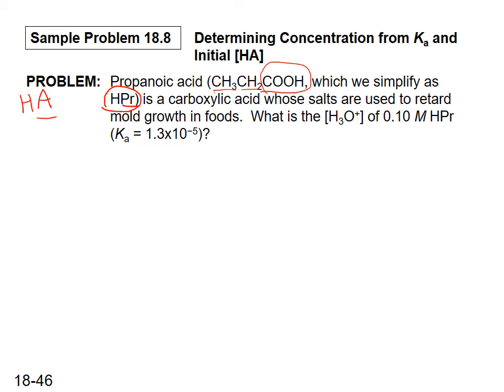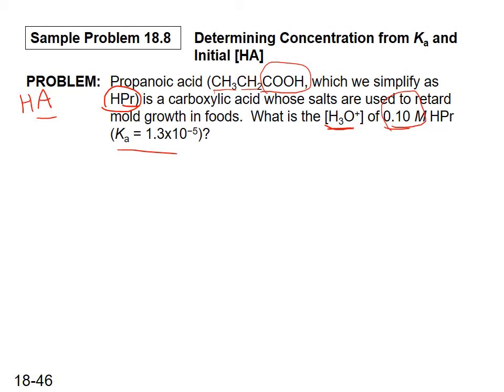The question is, what is the hydronium concentration of 0.12 molarity propanoic acid with Ka equal to 1.3 times 10 to the minus 5? Okay, so compared to sample problem 18.7, in both cases we have the initial concentration of the weak acid.